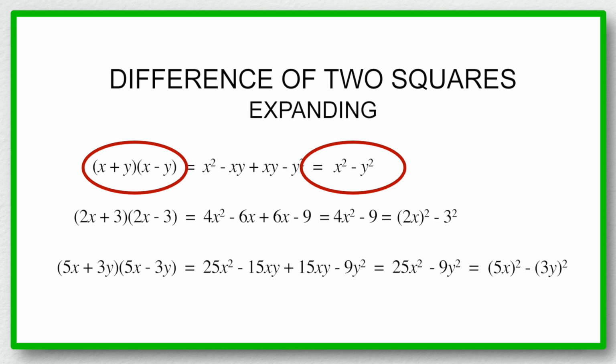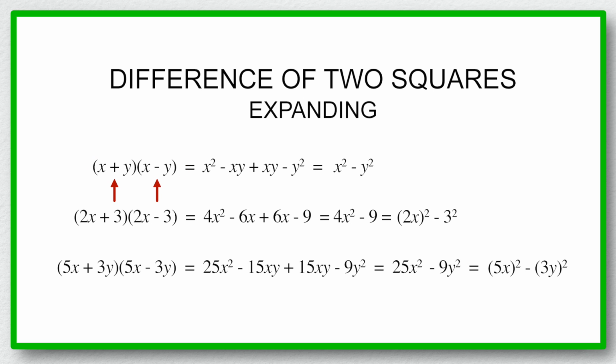Starting with (x + y)(x − y). Notice that the difference between the two bracketed expressions is the sign. We have a plus here and a minus here. Now look at the resultant expanded expression. We have x squared subtract y squared.